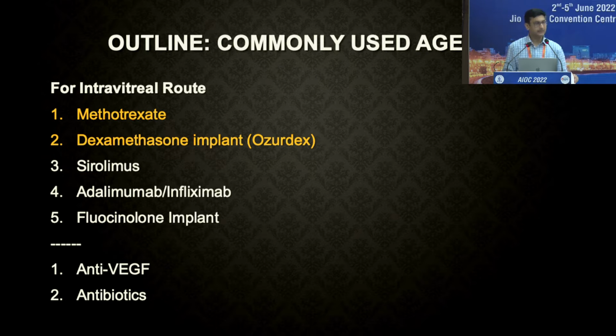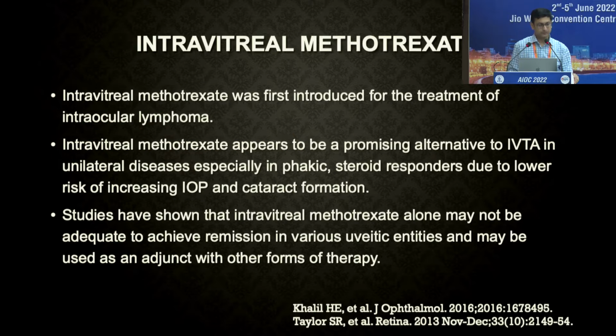So most commonly, the agents that we use intravitreally are methotrexate and Ozurdex. Of course, now sirolimus is available. We have adalimumab, infliximab, and also the fluocinolone implant, which has been recently FDA approved. Anti-VEGF and antibiotics are available, and Dr. Manisha ma'am is currently, I think, doing a study on the intravitreal use of anti-TB medication. So there are lots of drugs in the pipeline, really, but methotrexate and Ozurdex are the most important ones.